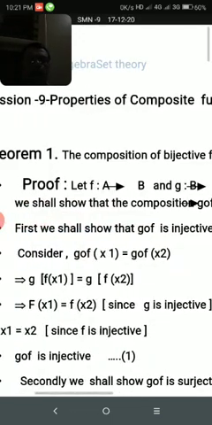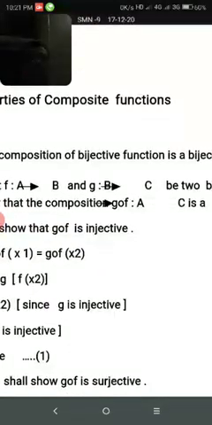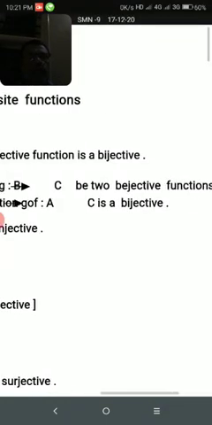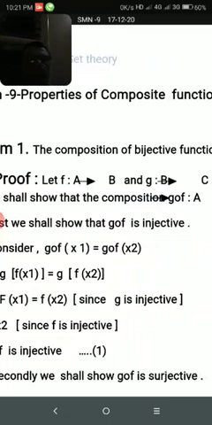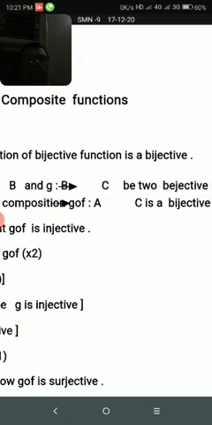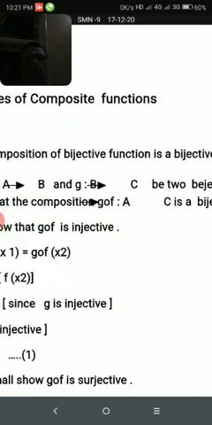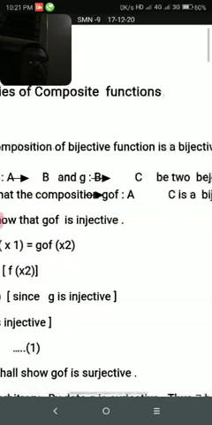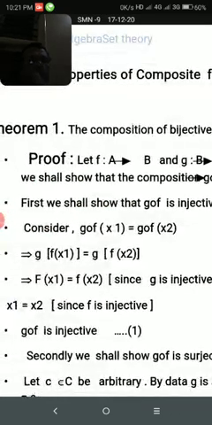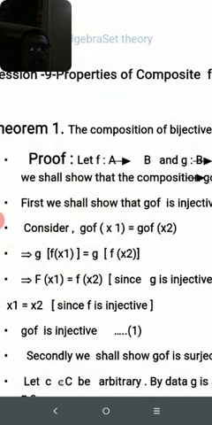Its proof is what? Let f maps A to B and g maps B to C be two bijective functions. We shall show that the composition g∘f maps A to C is bijective. So first we shall show that g∘f is injective. Consider g∘f(x1) equals g∘f(x2).